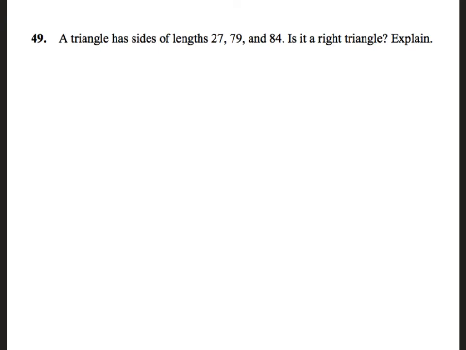Alright, 49, 50, and 51 will be in this video. Again, we're preparing for your Try-2 geometry final. It says a triangle has sides of length 27, 79, and 84. Is it a right triangle?